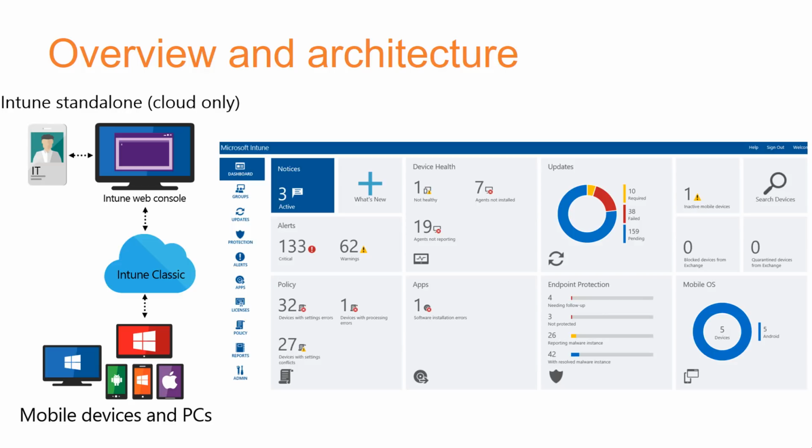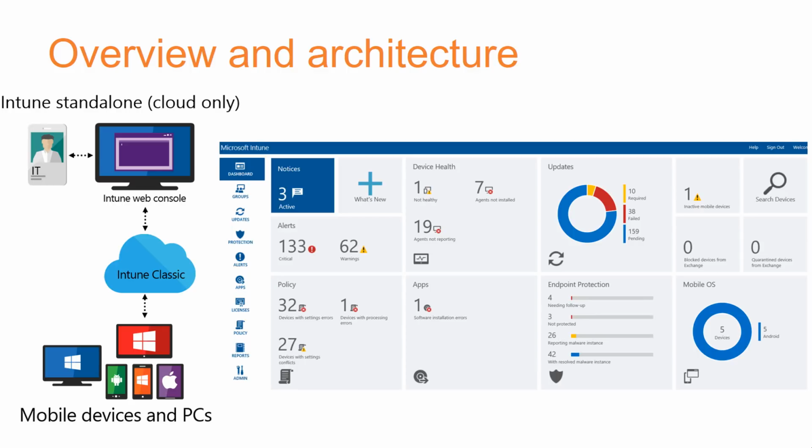So in this case, it's better to use Intune. So we call it Intune standalone, a standalone cloud service, because we can configure Intune together with System Center Configuration Manager. We call it Intune hybrid, when you can manage your devices on premise and mobile devices. Today I'm talking about Intune standalone.